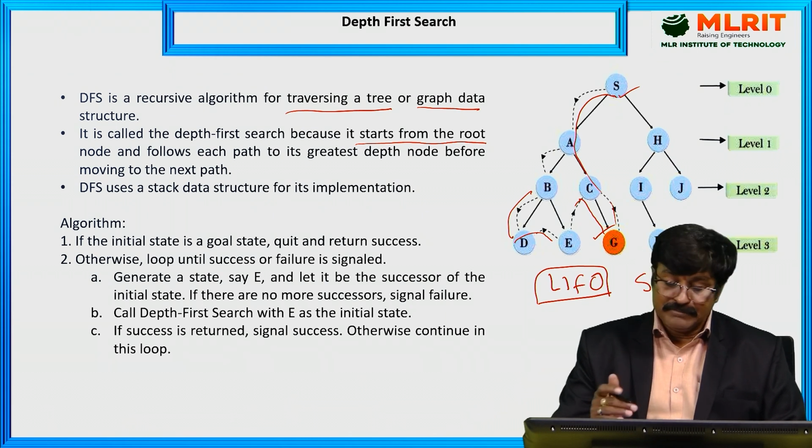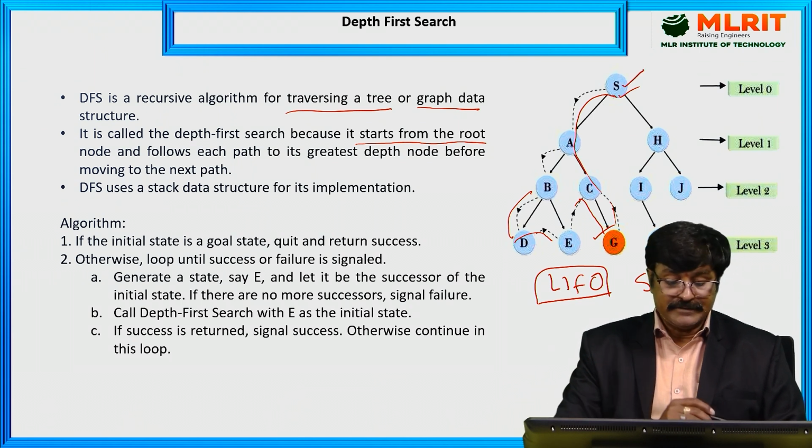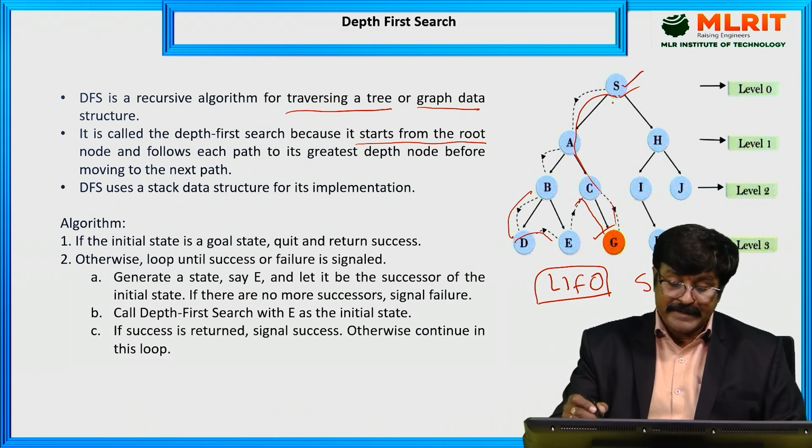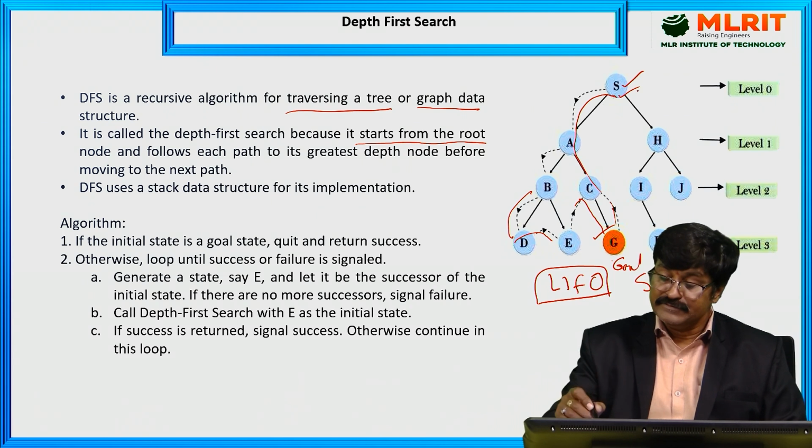When it comes to the algorithm, we first initialize the goal state. Suppose S is the initial state and G is the goal state. We start with the initial state and compare whether the initial state itself is the goal state. If not, the algorithm runs and goes to the next level, to node A.